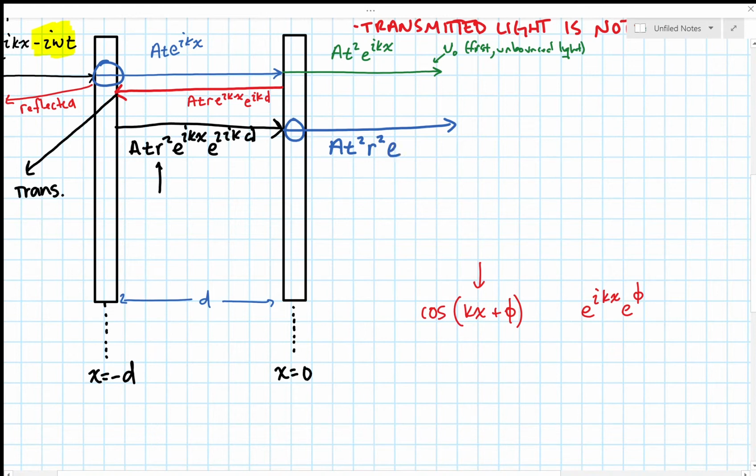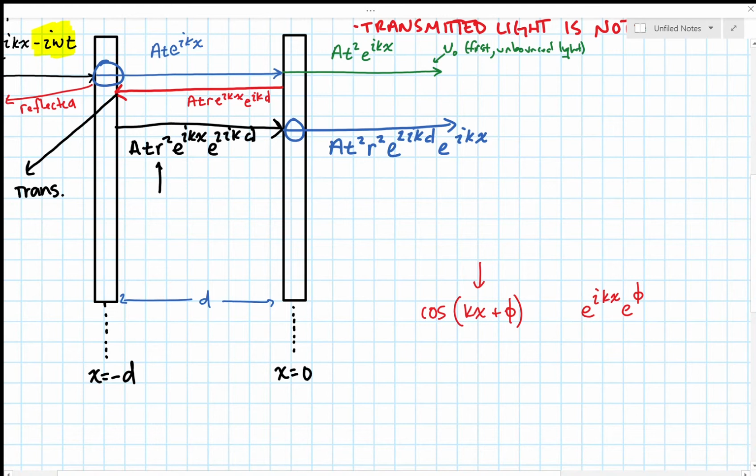It picked up a phase shift of e to the 2ikd because it got bounced twice. It didn't pick up a phase shift on the last transmit because transmitted light is not phase shifted. And now this is the original form, e to the ikx. And this is what's really neat.